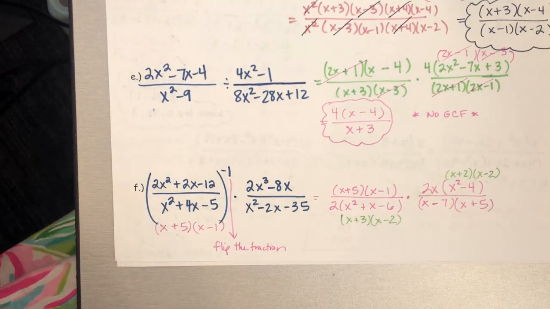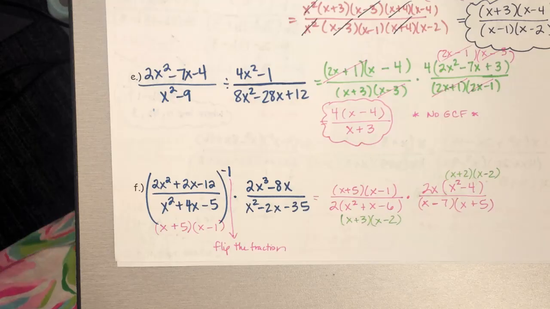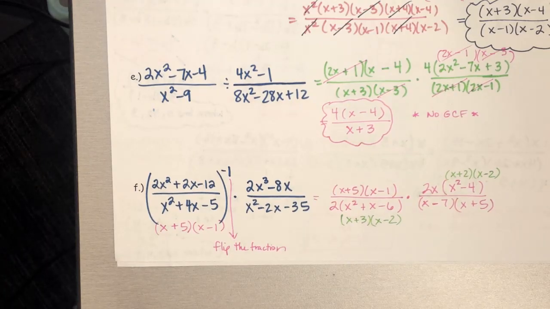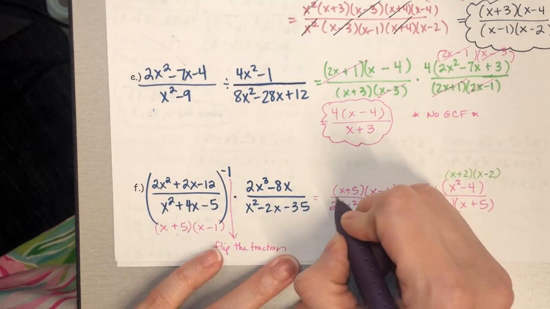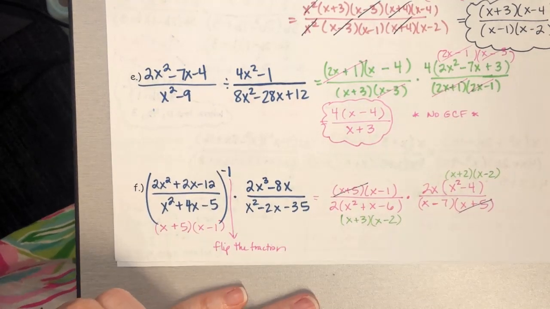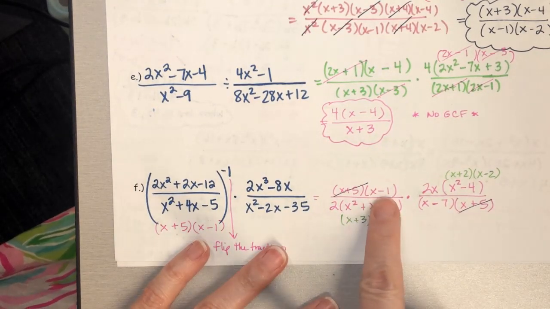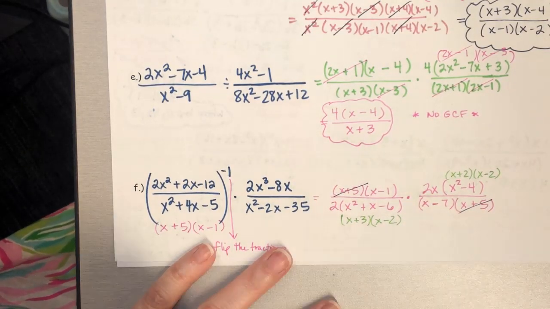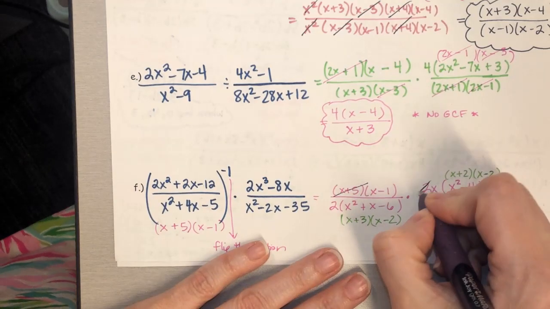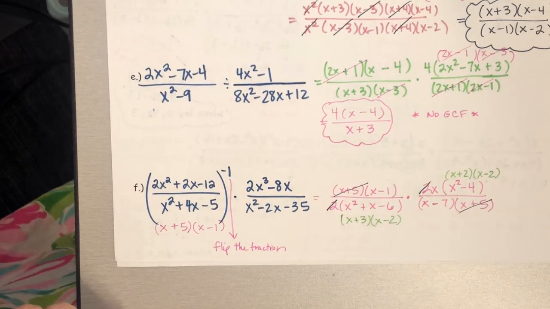Alright, and then again, sometimes what I do is I line everything up to make sure that I don't forget anything. You don't have to do that. You can also just start here and start canceling. So you have the x plus 5s that cancel. Okay, and then x minus 1, there's nothing on the bottom. See how you have a 2 and a 2 here? There's nothing added to it. So the 2's are going to cancel.